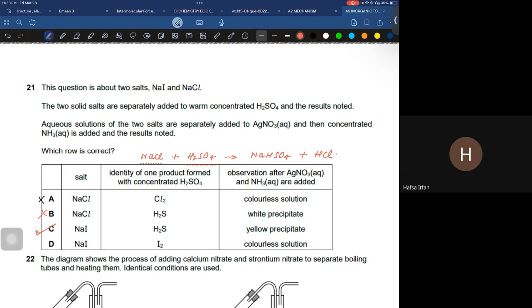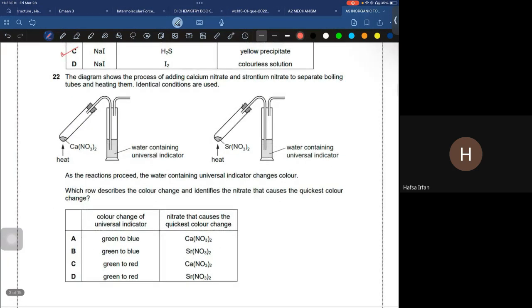See this question 22. It's about group 2.